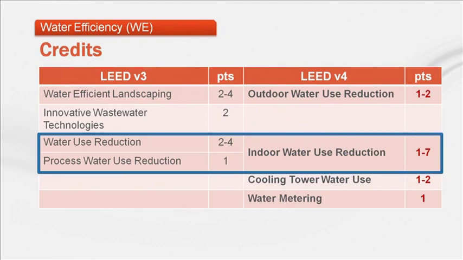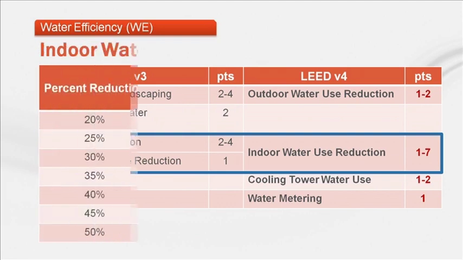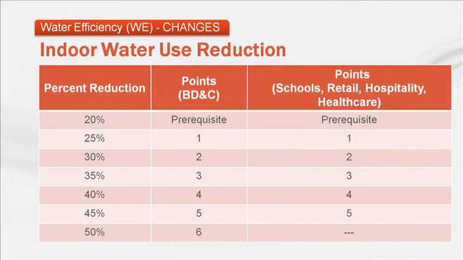Credit 2 under the water efficiency category is indoor water use reduction. For LEED version 4, this credit is a combination of the LEED v3 credits, water use reduction and process water use reduction. To achieve this credit, project teams will need to further reduce fixture and fitting water use from the calculated baseline. A 20% reduction from that baseline is required just to meet the prerequisite. Further reduction from that number will achieve credit by the point thresholds shown in this table.